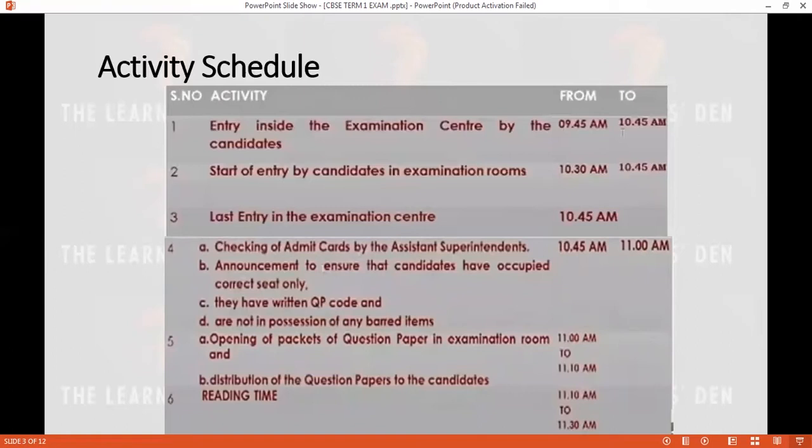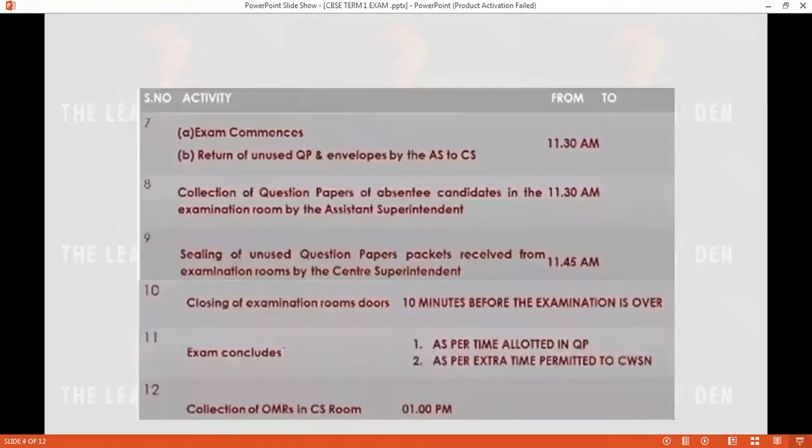Then there will be the opening of packets of the question paper in the examination room between 11 to 11:10 a.m. and distribution of the same to the candidates, including the reading time from 11:10 to 11:30 a.m. During the reading time, candidates are only supposed to read the questions and not make any kind of markings in the question paper. Next, we come to the examination further.